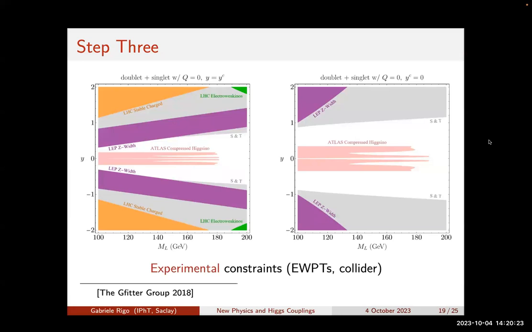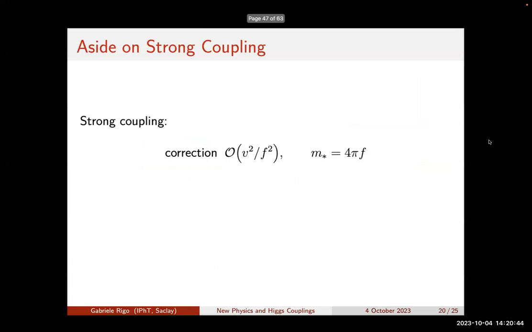Okay, so again, I'm showing this for the doublet plus singlet, which again is the most important model for us. But in general, imagine that if you take higher and higher representation, this becomes more and more constrained. So this is the model which is actually the least constrained. Okay, so one thing that you might wonder and that I want to discuss.